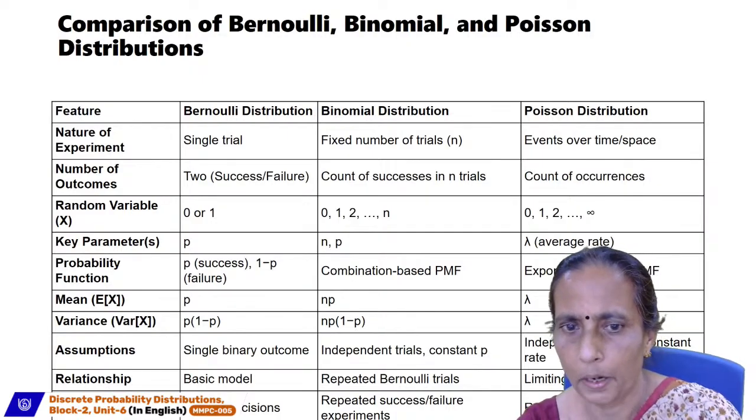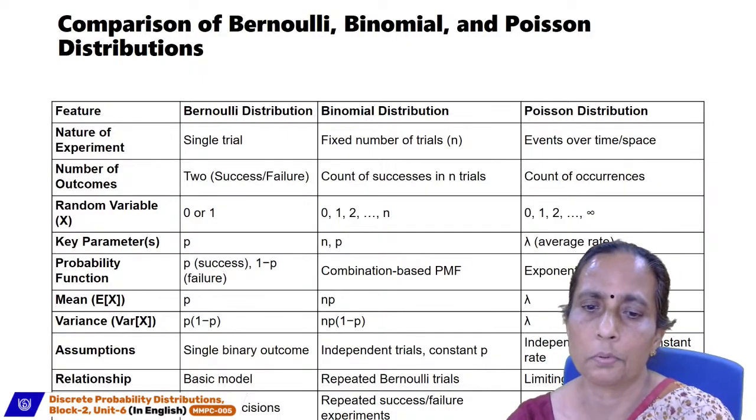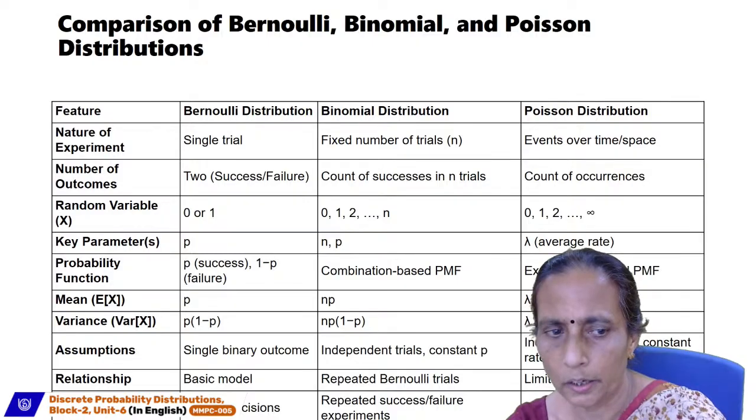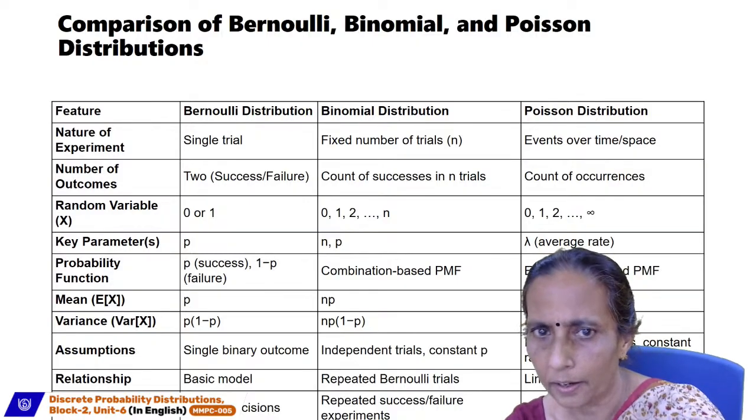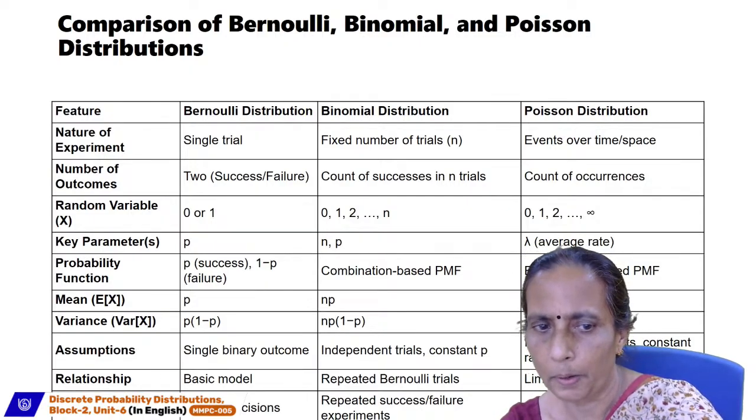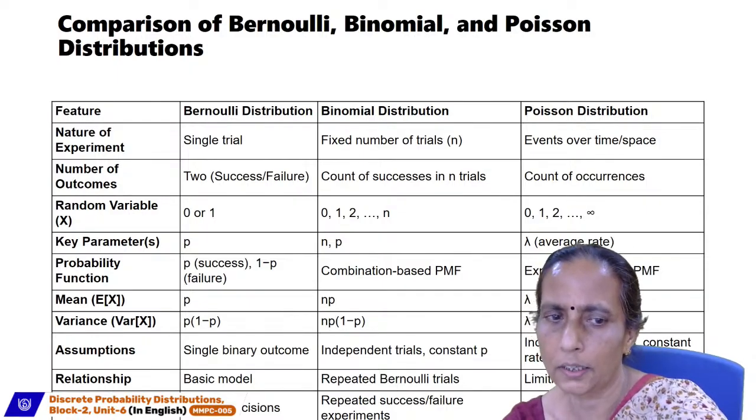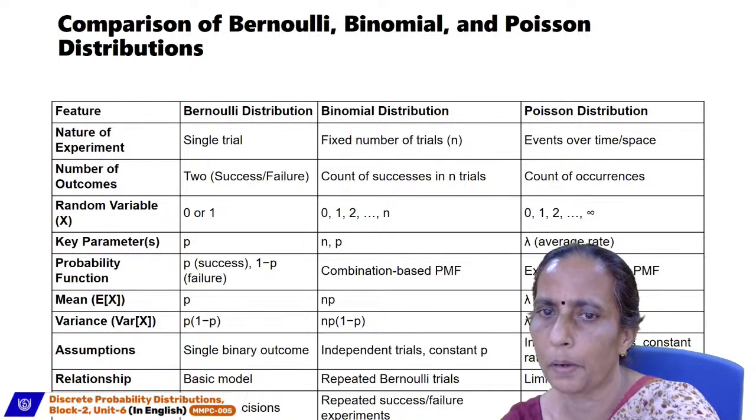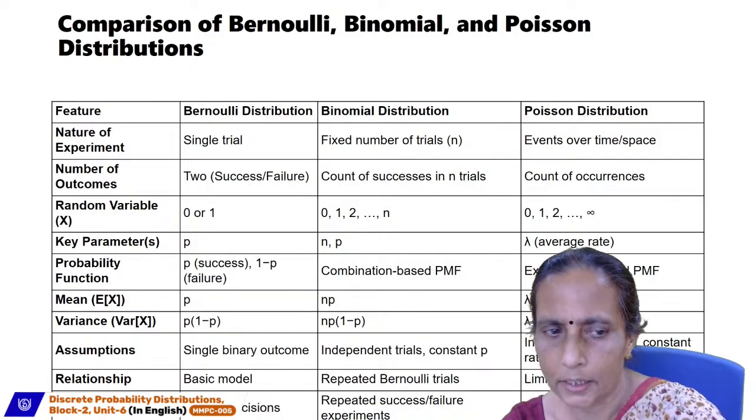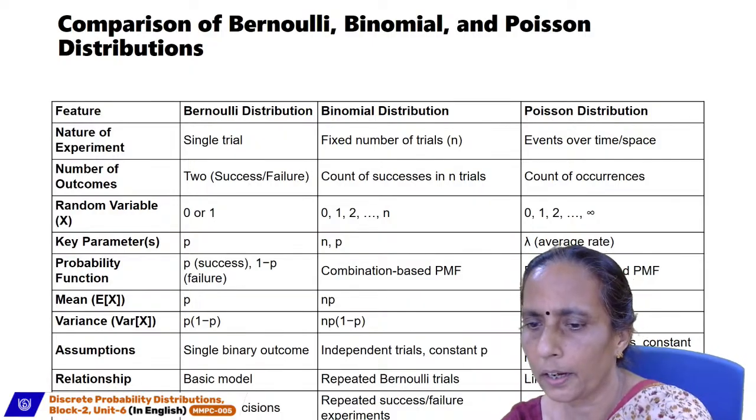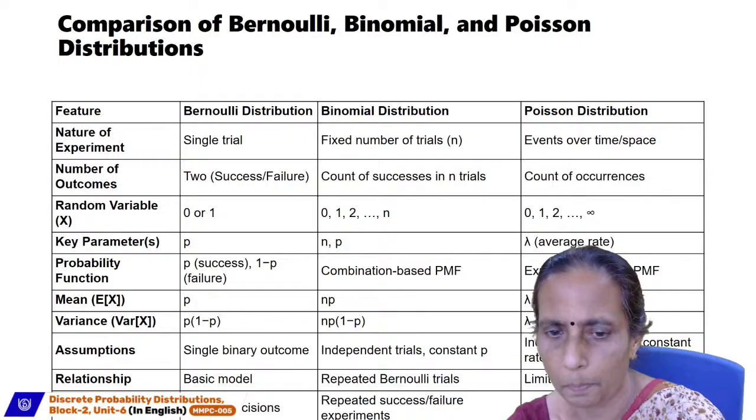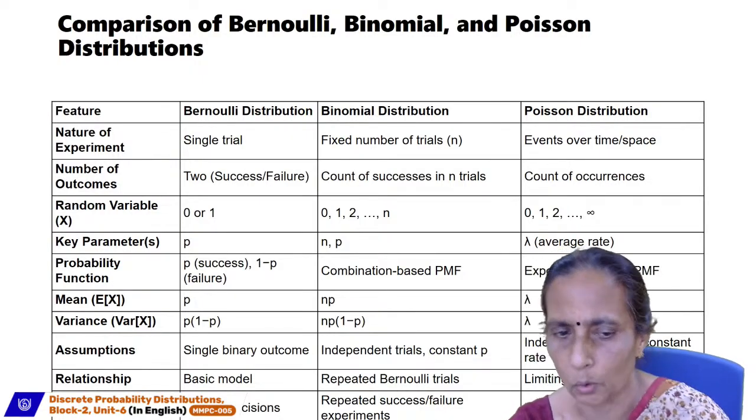So this is a simple comparison between the three distributions that we have just discussed. In case of Bernoulli, your mean or expectation is p. In case of binomial, it is np, and in case of Poisson, it is lambda. And the probability function, p is success, 1 minus p is the failure. In case of your Poisson distribution, your mean, expectation and variance are one and the same, whereas in case of Bernoulli, it is p and pq, and for binomial it is np and npq.